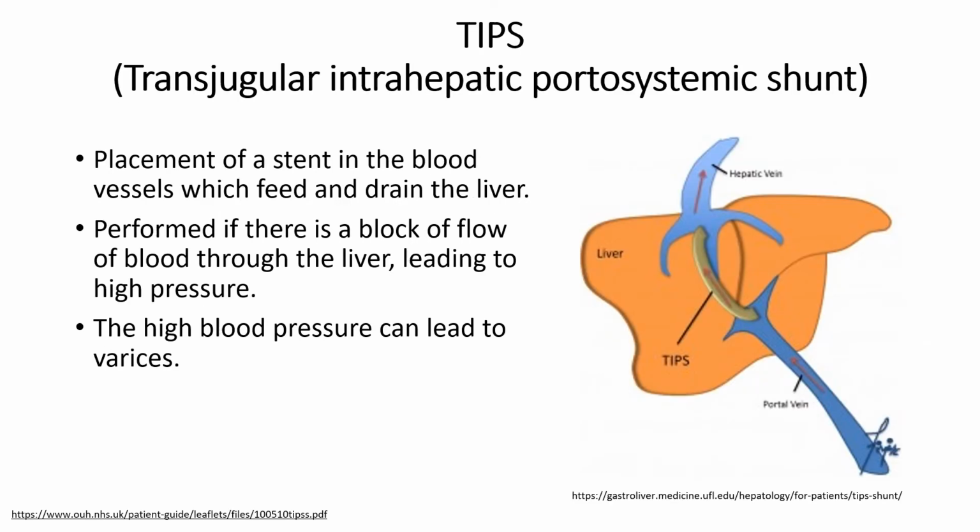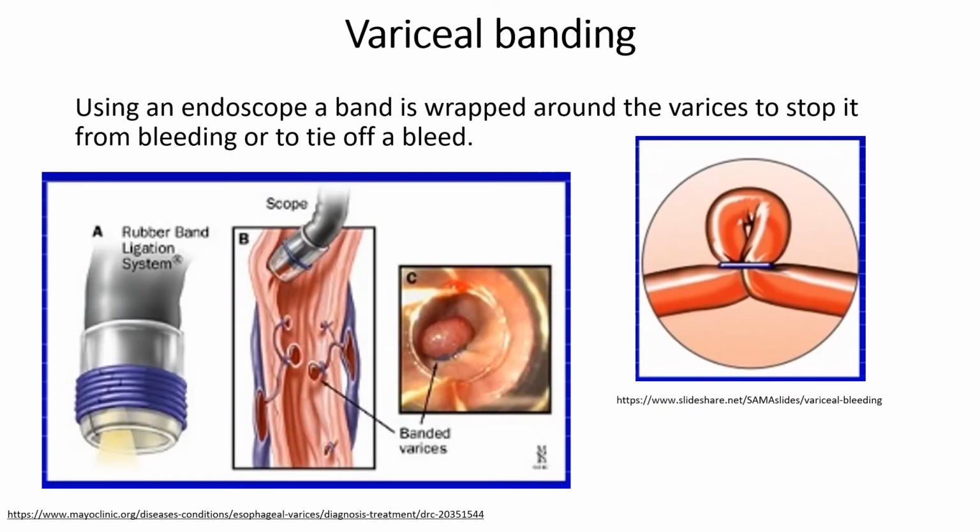TIPS is a placement of a stent in the blood vessels which feed and drain the liver. It is performed if there is a block of the flow of blood through the liver leading to high pressure. The high pressure can lead to varices. Variceal banding is when an endoscope is used to wrap a band around a varice to stop it bleeding or to tie off a bleed.